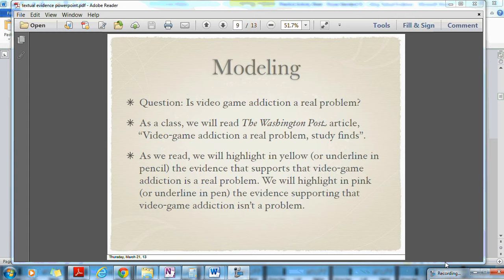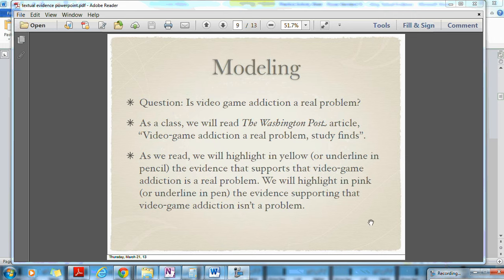Now, here is where we're going to work together. I'm still going to be modeling. We should be on page 2 of the practice activity sheet for citing textual evidence, page 2, part 2, text number 1. As a class, we're going to read the Washington Post article, "Video Game Addiction, a Real Problem, Study Finds."